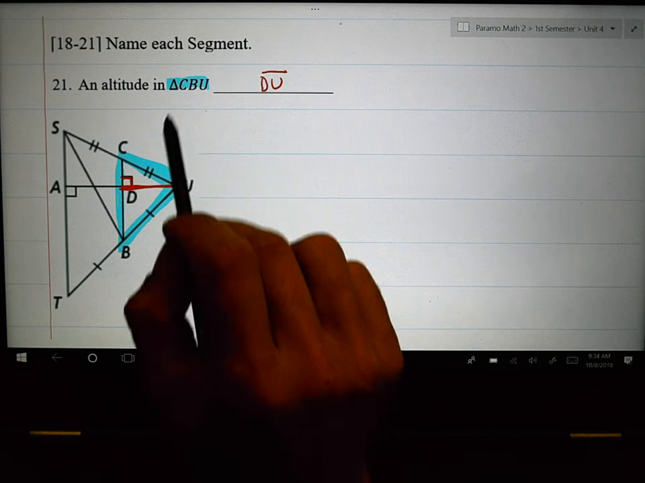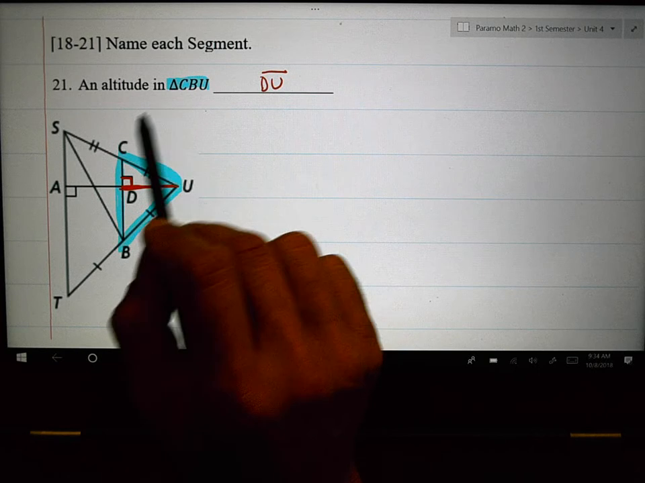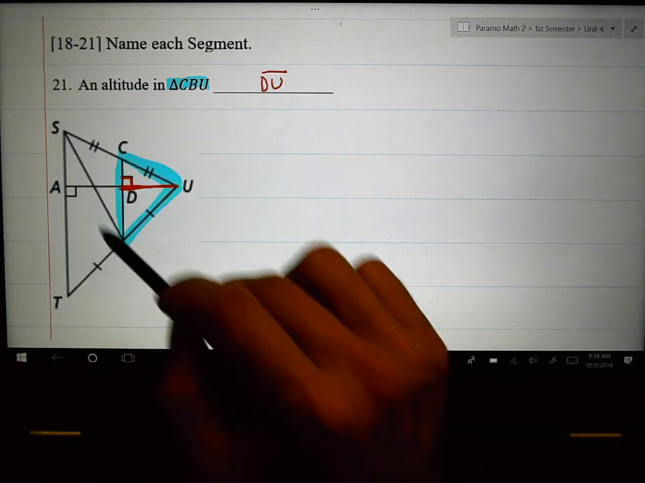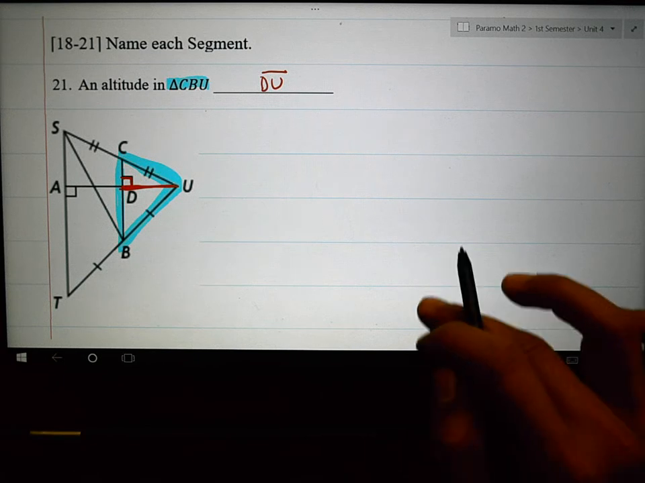Pay attention to which triangle they're telling you to use. In some of the other problems, they might ask you for the big triangle or this triangle, and you'll have to pay attention because there's a different answer depending on the triangle.